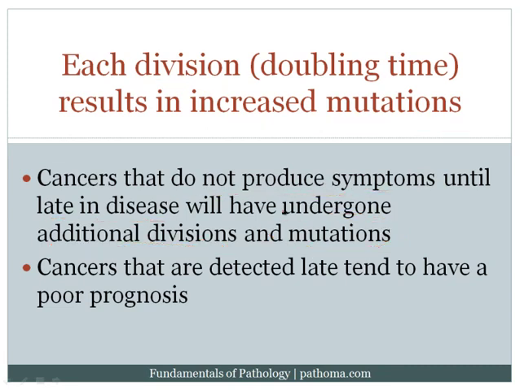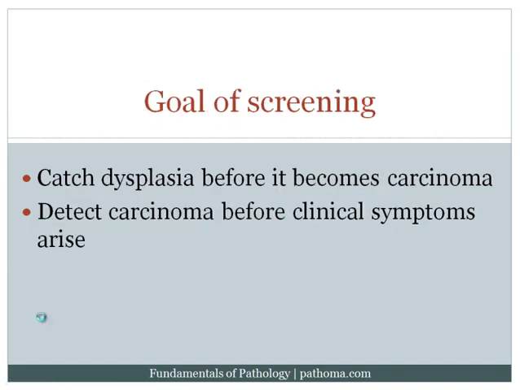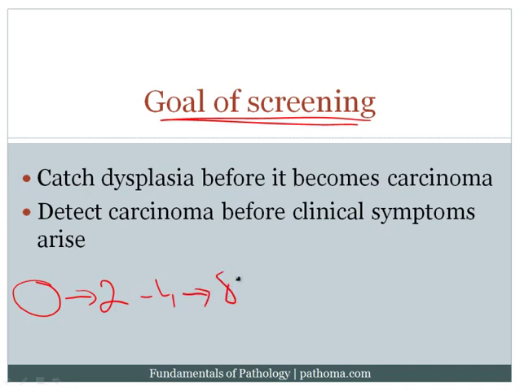And that's what I've basically stated here, that cancers that are detected late tend to have a poor prognosis. All right, so that's important to know. Now, what's the goal of screening? Remember that I told you that a tumor develops from a single cell, and that single cell becomes 2 cells, which becomes 4 cells, which becomes 8 cells, which eventually produces clinical symptoms, right? And every time these divisions occur, there's going to be an increase in mutations.